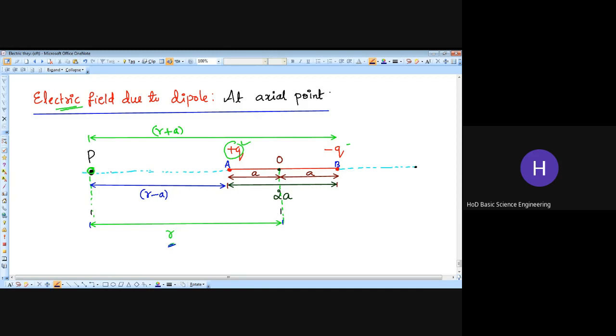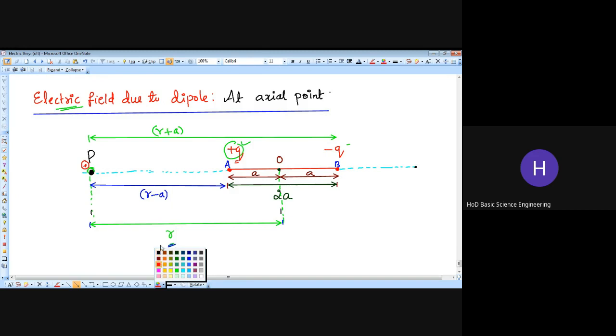You have to keep a unit test charge at that particular point. Therefore, you have to keep a unit test charge at P. Let us consider a unit test charge at P, that is positive charge, test charge is positive, right? Yes. Now, compared to this plus Q, this test charge is very small. Therefore, at P, the direction of electric field will be in which direction?